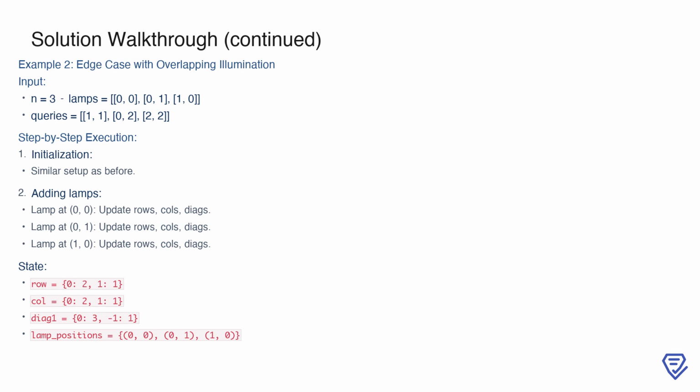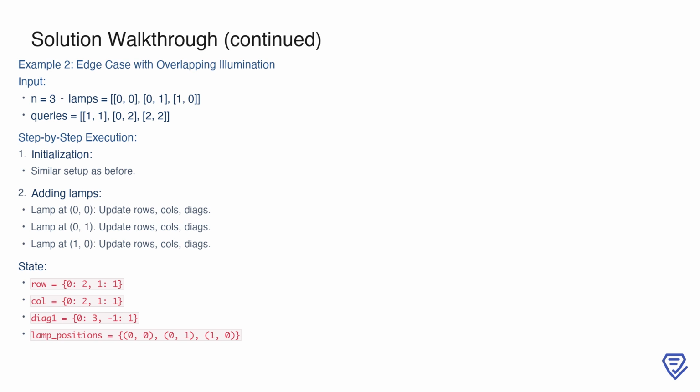In this case, the grid size is 3 times 3, and we have 3 lamps placed at positions (0, 0), (0, 1), and (1, 0). The queries to process are (1, 1), (0, 2), and (2, 2). We start by initializing the data structures just as we did before.